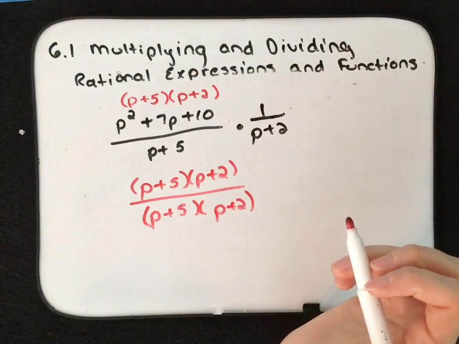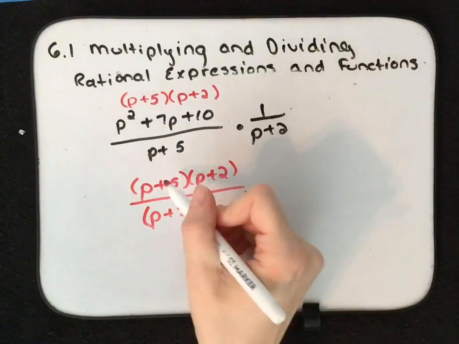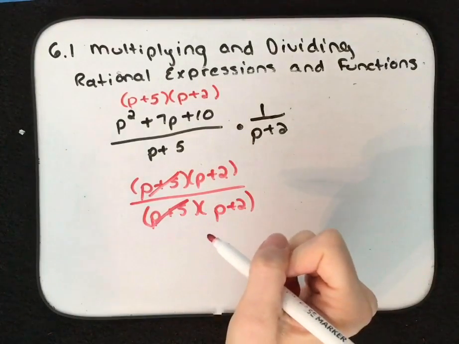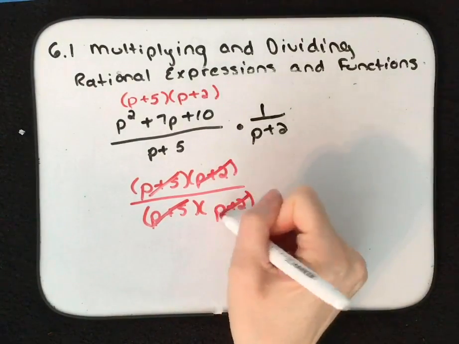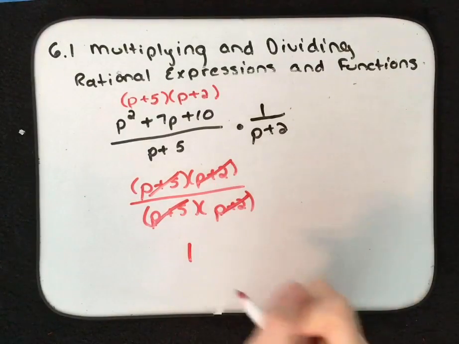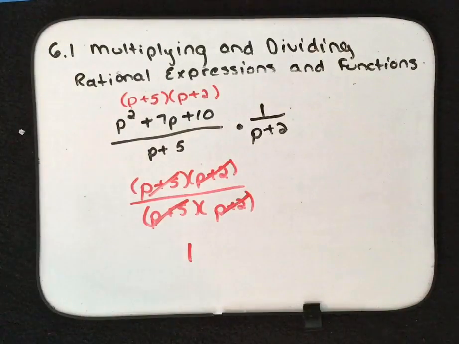We can look to the numerator and to the denominator to see what cancels. So p plus 5 cancels with p plus 5, p plus 2 cancels with p plus 2, so this simplifies to just 1. Let's try again.